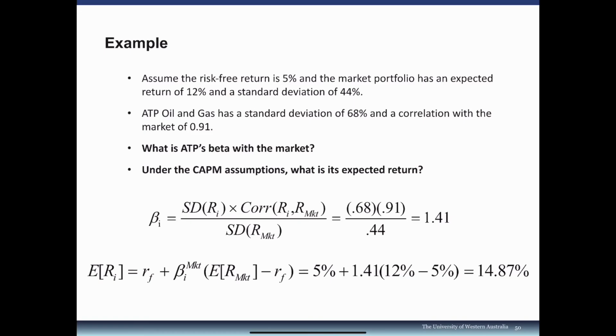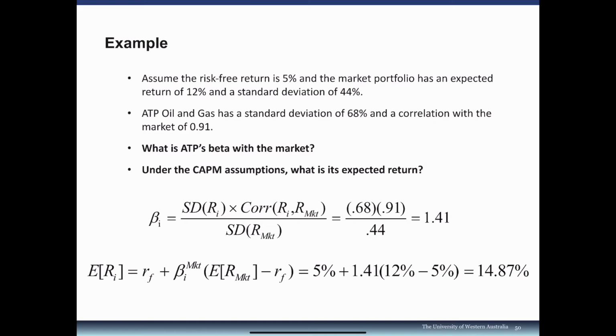And under the CAPM assumption, what is the expected return? Using the CAPM formula, which we have now derived, all we need to do is identify the elements and plug everything in. It equals 5% plus 1.41 times (12% minus 5%).